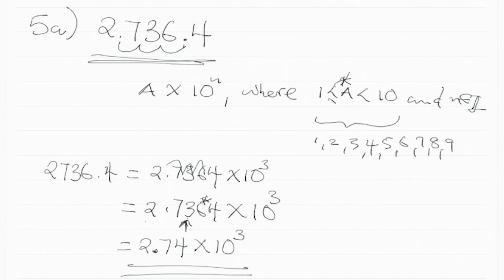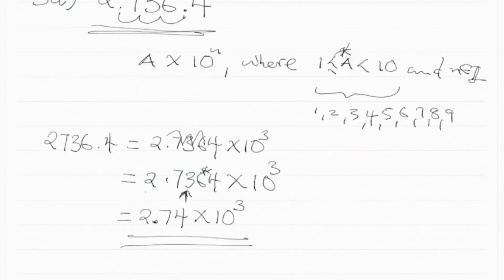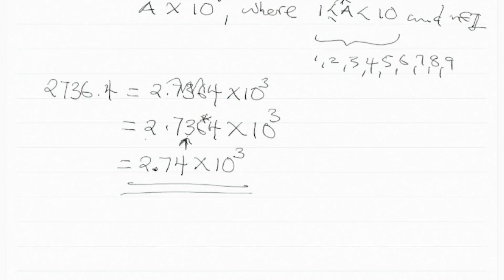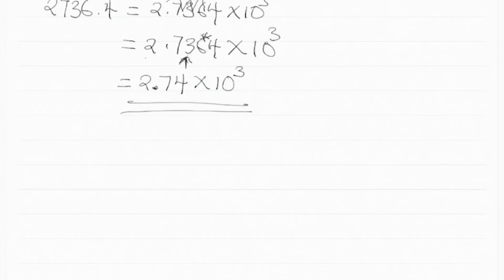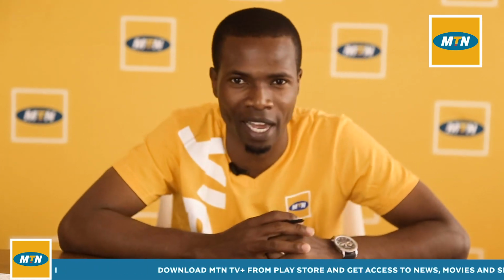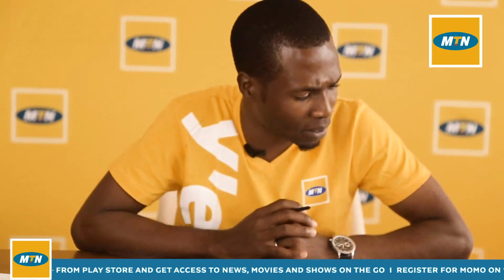This clearly tells you that the number 2736.4 has been written in standard form correct to 3 significant figures as 2.74 times 10 to the power 3, and that is your answer. Good. We move on to the next question.